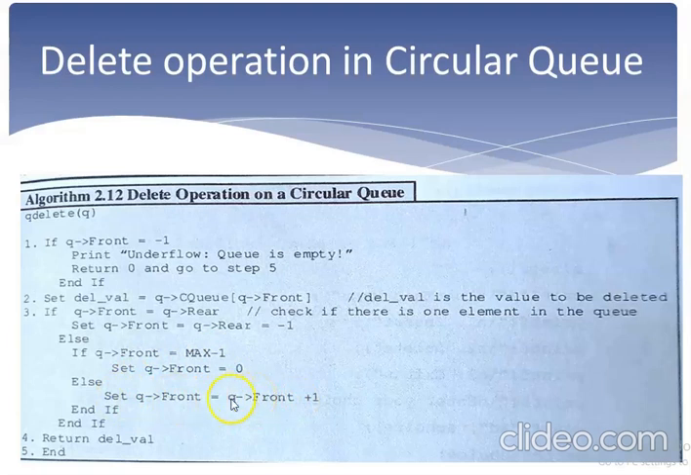So there are three conditions here. One is one element left in the queue, then the queue must become empty. Both the pointers should be made -1. Otherwise, if q front is pointing to the max -1, the last element in the array, then we have to make that pointer point to the front location. Otherwise, we are just advancing front by one location.